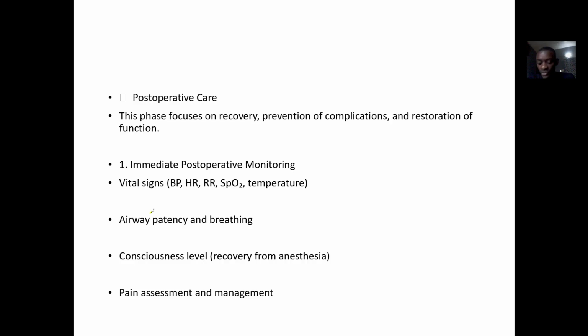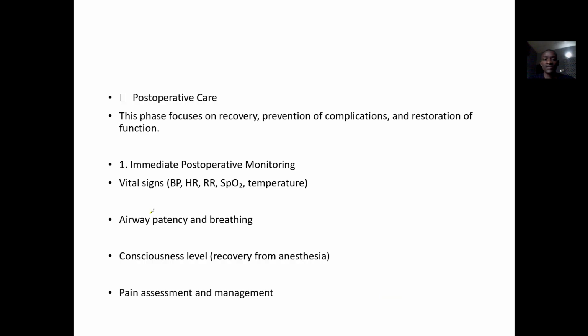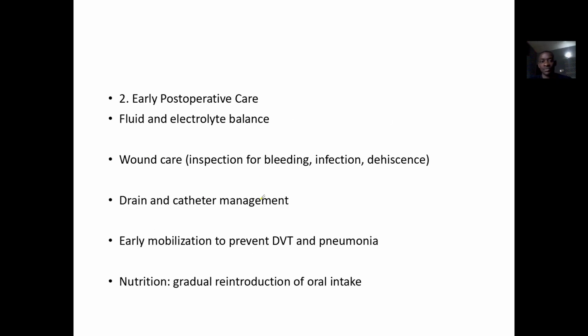Then postoperative, everything we spoke about here was before the operation. So after the operation, we said that in this phase you have already done the surgery, so you are focusing on how the patient is recovering, and you want to also prevent any complications that this patient is likely to have. Okay, so immediate postoperative is you are always checking their vital signs, their airway patency and breathing. You're always checking their consciousness level. You're always trying to assess the pain and also manage the pain.